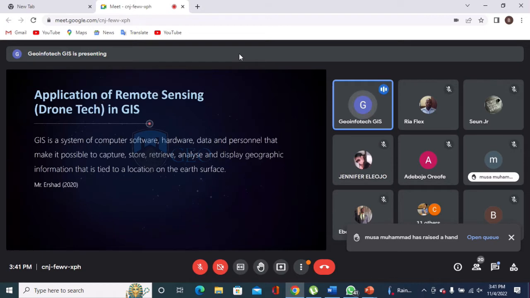So now let me ask a kind of trickish question from what we've been explaining from the beginning of this class. Where does remote sensing fall among all these: capture, store, retrieve, analyze, display? Where do we use remote sensing? Capture. Very good. It looks like we are following. So we use remote sensing to capture.